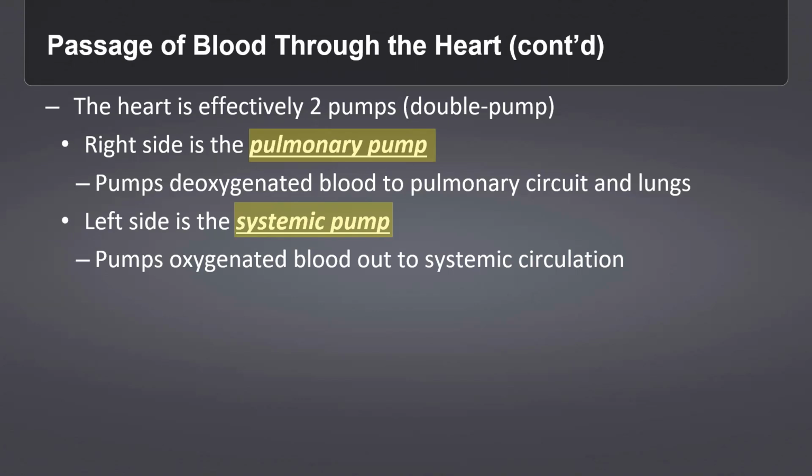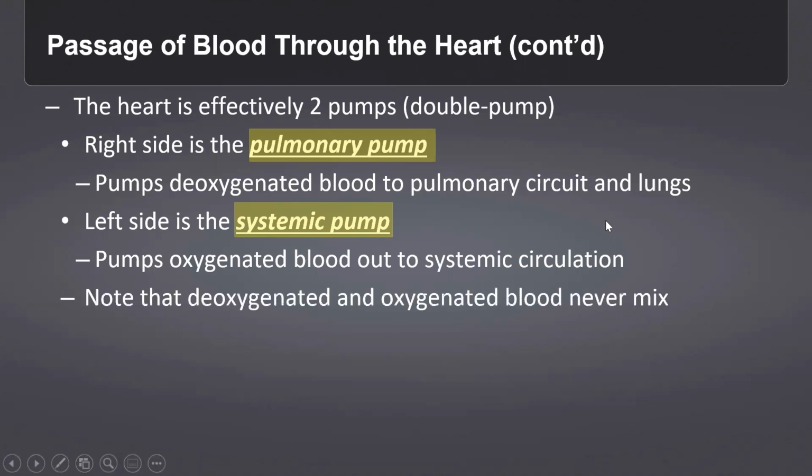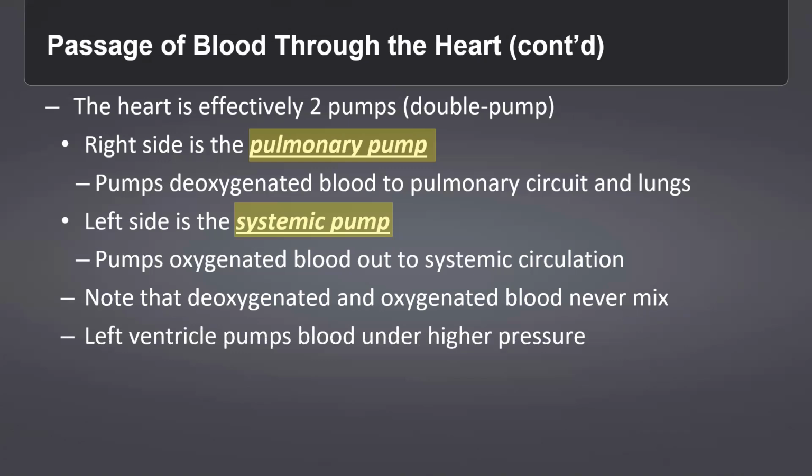One thing to keep in mind, as it says in your notes, is that the blood that's oxygenated never mixes with the blood that's deoxygenated. So it's separated by the septum that we talked about yesterday. The septum separates the left and the right side. So if you just remember, the right side of the heart is deoxygenated, it's oxygen poor, and the left side is oxygen rich.